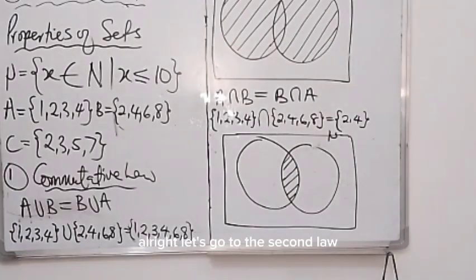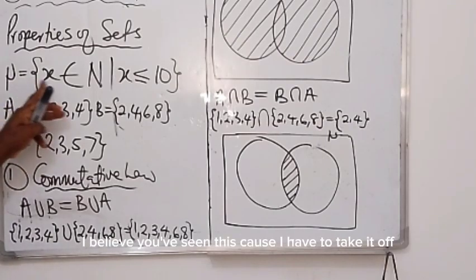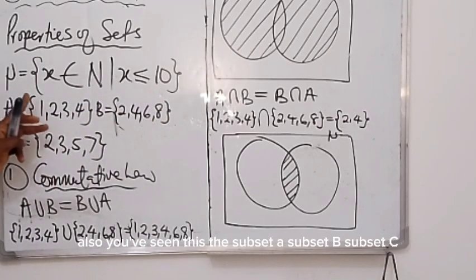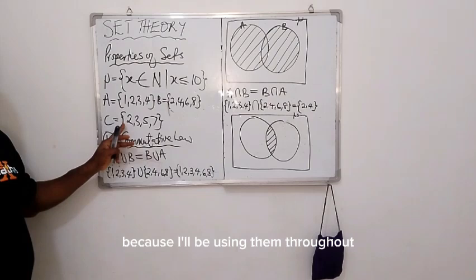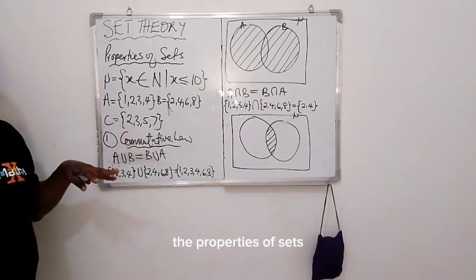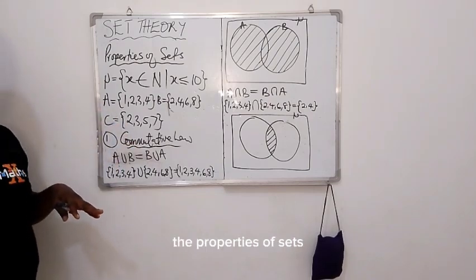All right. Let's go to the second law. I will take off this part of the board, my dear students and viewers. I believe you've seen this because I have to take it off also. You've seen this? The subset A, subset B, subset C, because I'll be using them throughout the properties of sets.